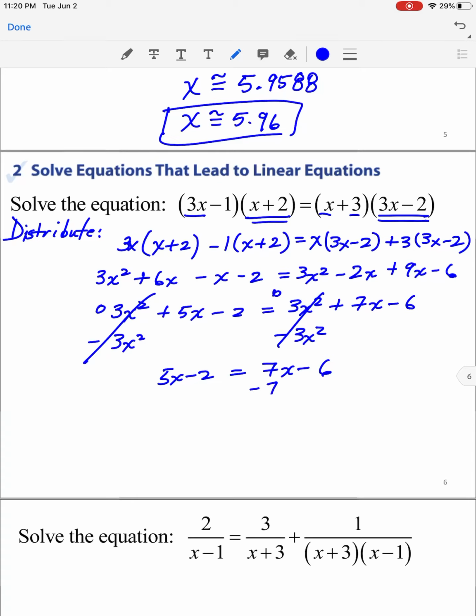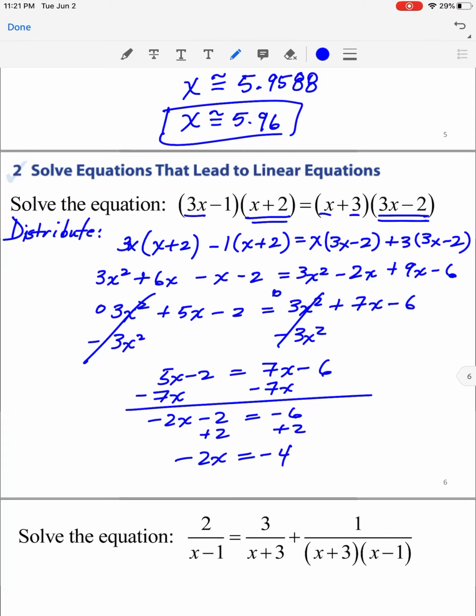Again, I like for all my variables to be on the left. So I'm going to move my variable, and I have -2x minus 2 equal to -6. Move my constant term to the right-hand side, and that gives me -2x equal -4. Solving, we have x equal to +2.